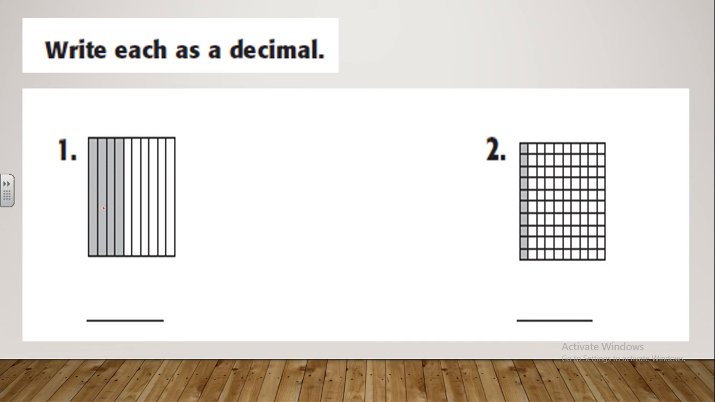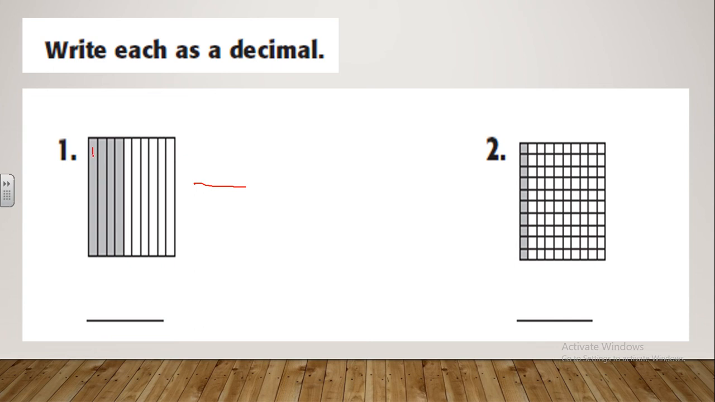Okay, to write as a decimal, we can first write it as a fraction, then write it as a decimal. It will be much easier for you. But if you want to write it as a decimal directly, it's okay, as you like. So let's make a fraction. Like we said before, we will write in the numerator the number of the shaded part, and in the denominator we will write the total number. So let's count to know how many are shaded here. Come on, count with me.